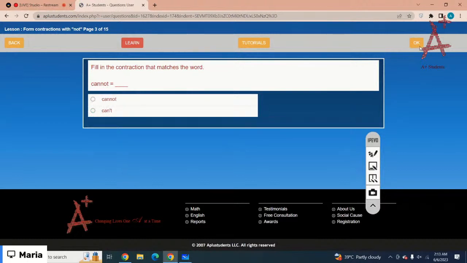Fill in the contraction that matches the words cannot. So how do you write the contraction with cannot? You have to skip two letters here, N and O, both from not, and put an apostrophe there. So it would be can't. You can say cannot as can't. The second option is the correct one.